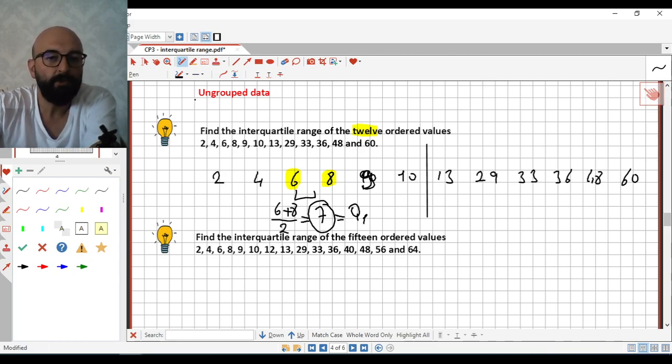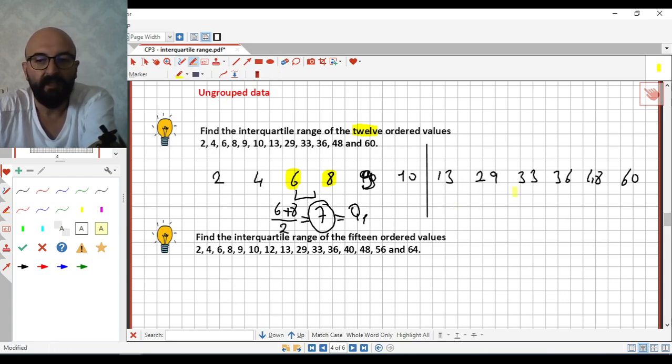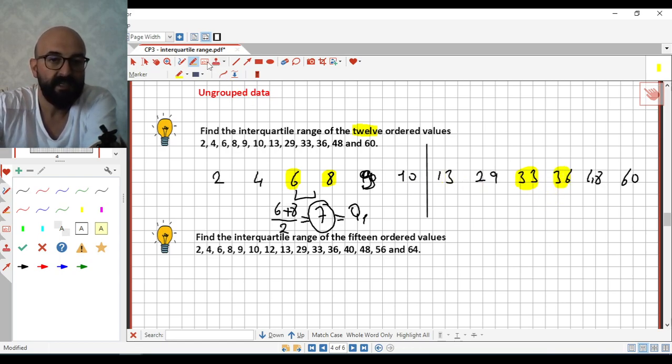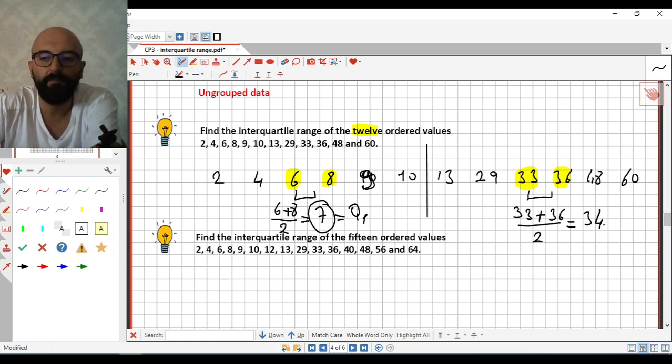And for the upper quartile, we also have 6 values, so we have an even number of values. So we should get 33 and 36, and we should find the mean of these values. So 33 plus 36 divided by 2 becomes 34.5. Okay, now it is the upper quartile, and its name is Q3.